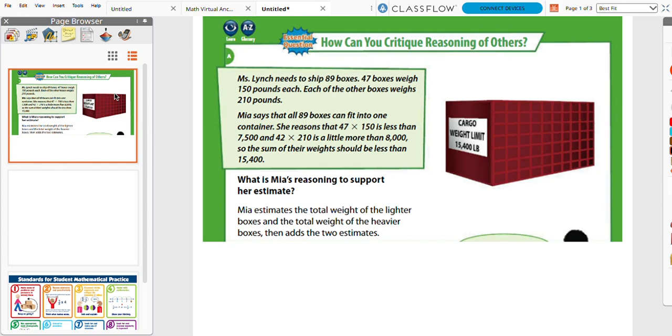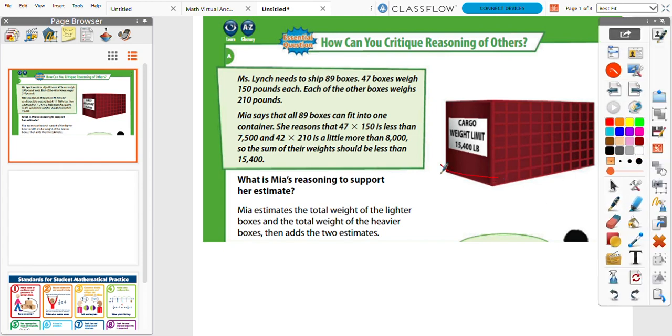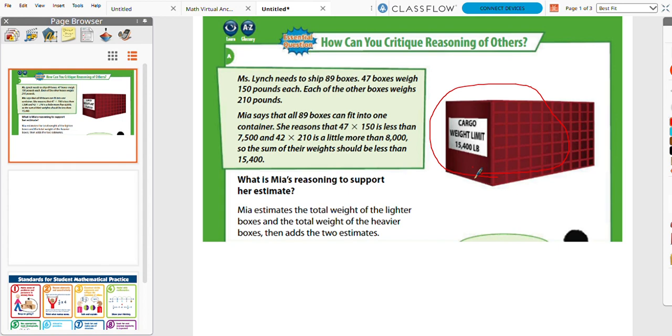So using our UPSC strategy, understand the problem. Let's first read it, understand what the problem is asking us, and then from there, underline the important information. Miss Lynch needs to ship 89 boxes. 47 of those boxes weigh 150 pounds each. Each of the other boxes weighs 210 pounds each. Mia says that all 89 boxes can fit into this container. This is a big piece of information right here that they give you. The volume of this container, the amount of boxes you could fit inside, is 15,400 pounds.